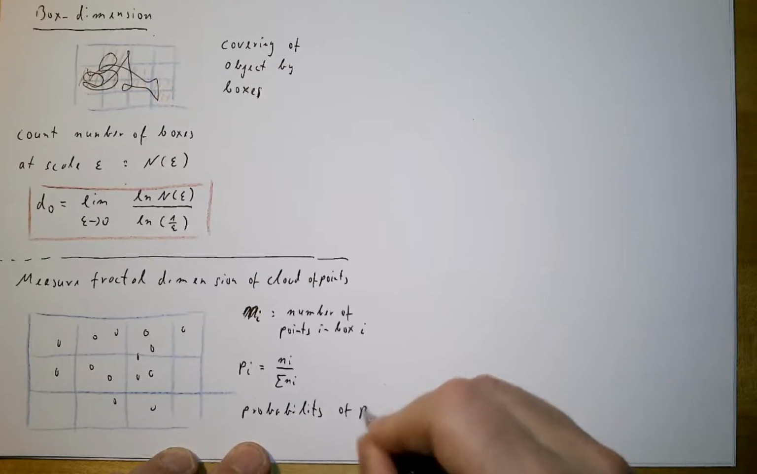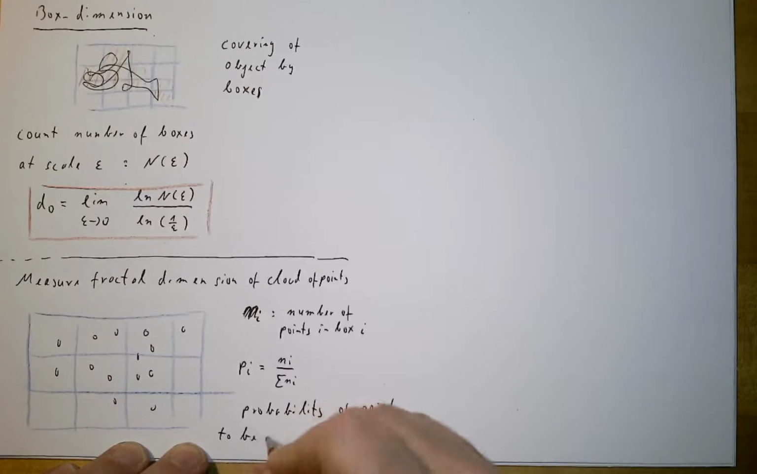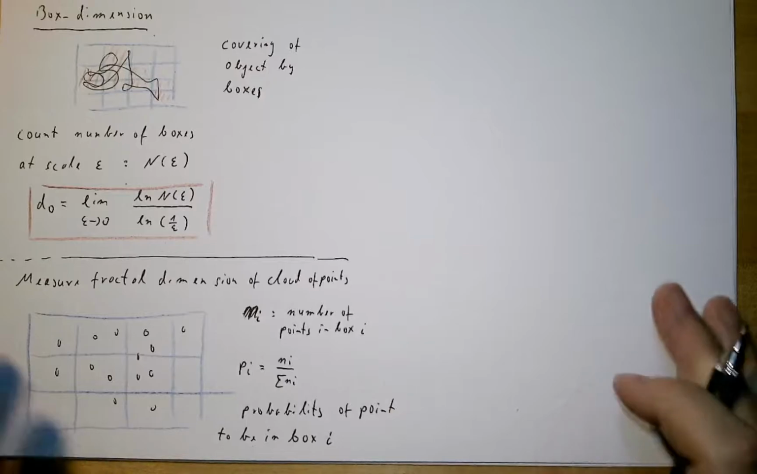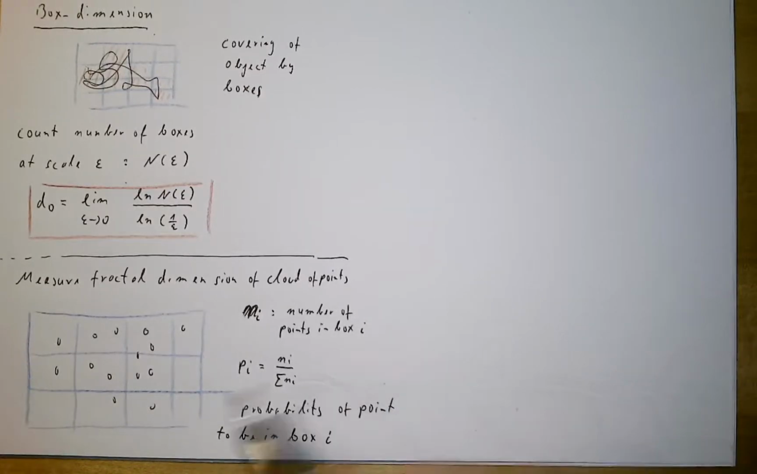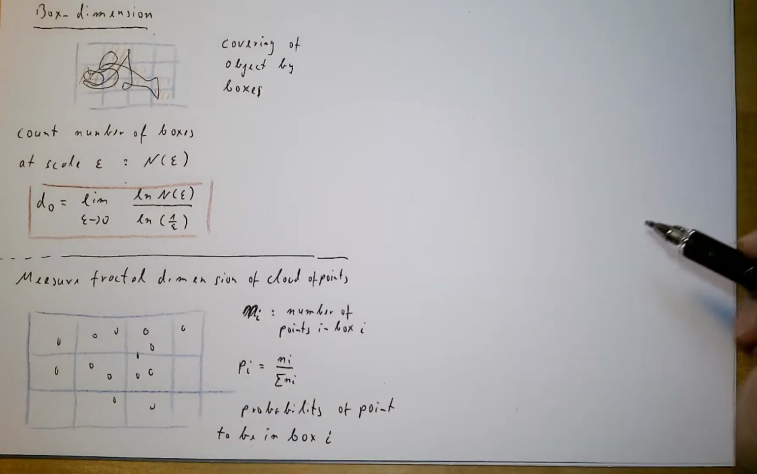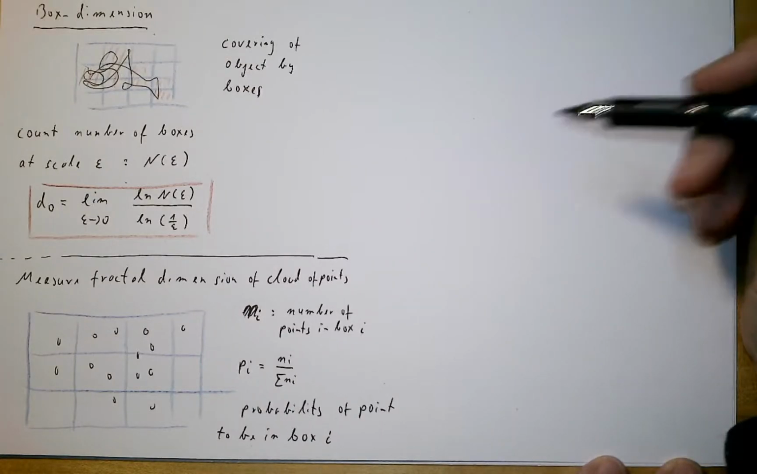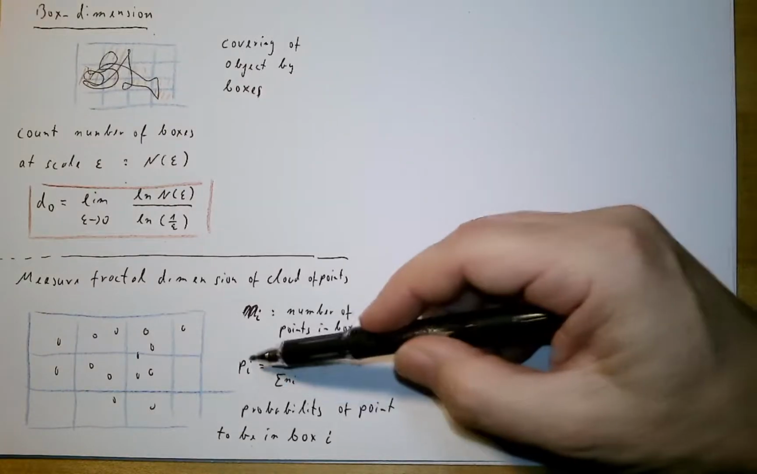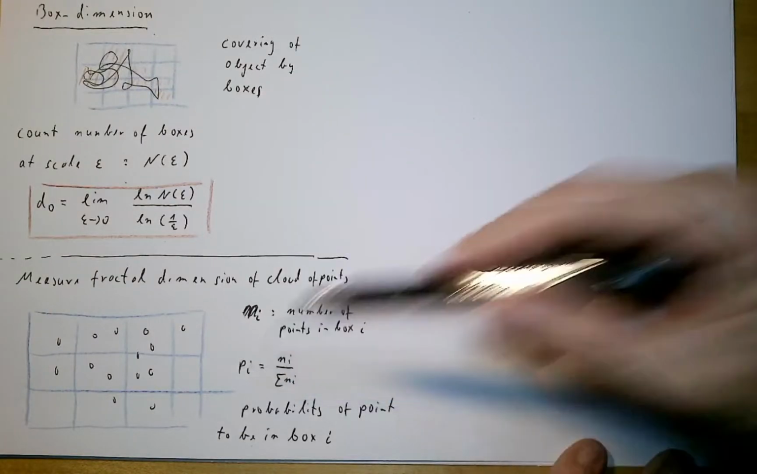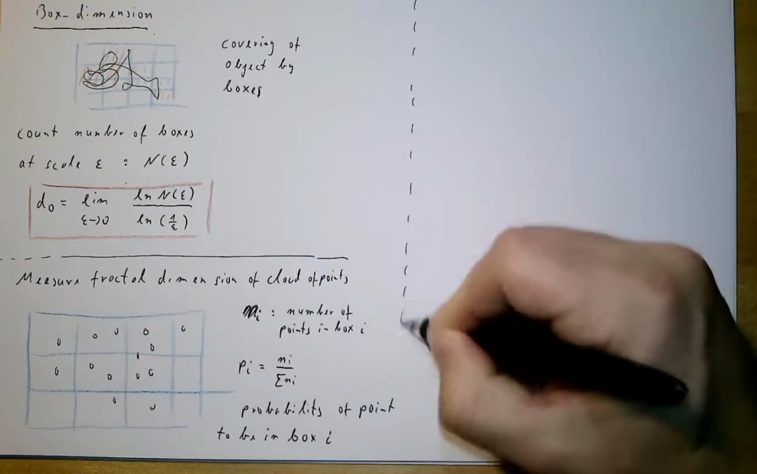Probability of a point to be in box I. And now we want to calculate the fractal dimensions of our cloud in terms of these Pi here. And maybe I directly write you the formula now, how to calculate such a dimension from this Pi, and then discuss later what this formula means.